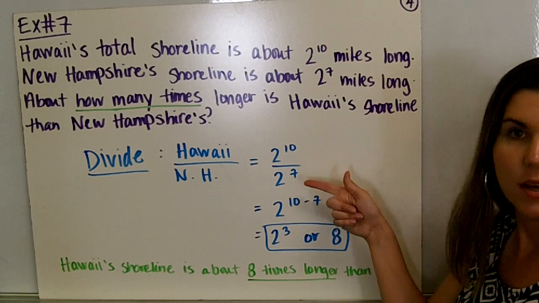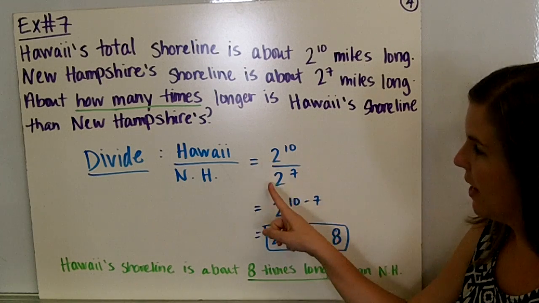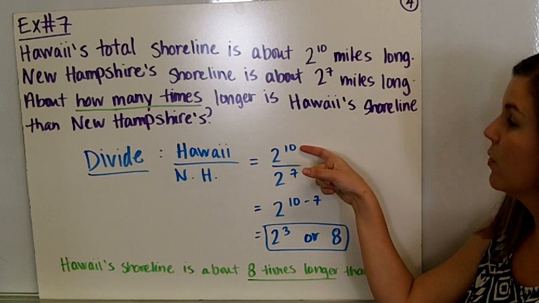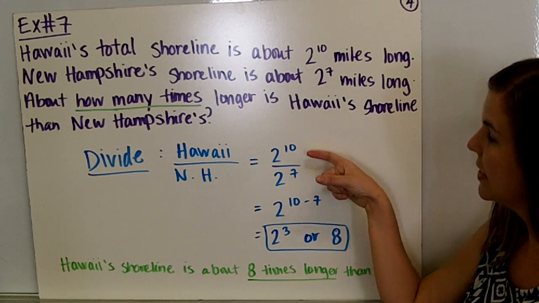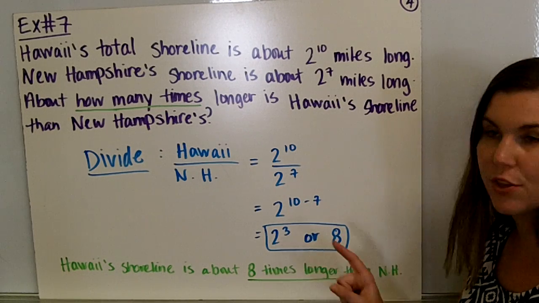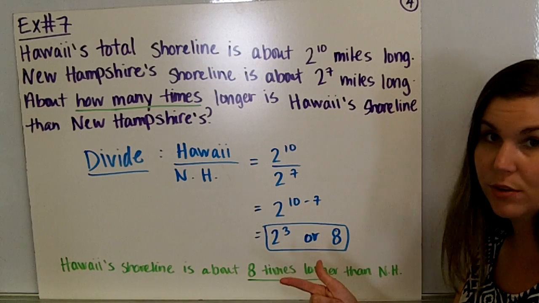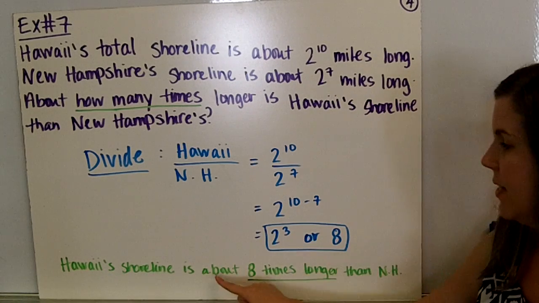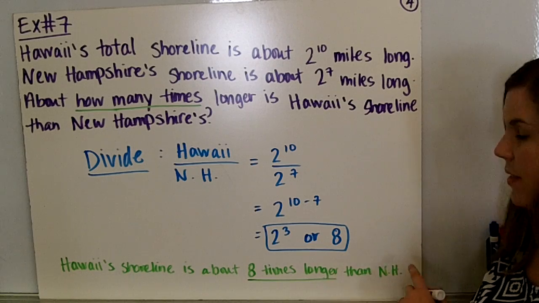So this is a simple problem to solve because they have the same base, so keep the base, and it's division, so we're going to subtract our exponents. 10 minus 7 gives us 3. 2 to the 3rd power is 2 times 2 times 2, which is 8. So Hawaii's shoreline is about 8 times longer than New Hampshire's.